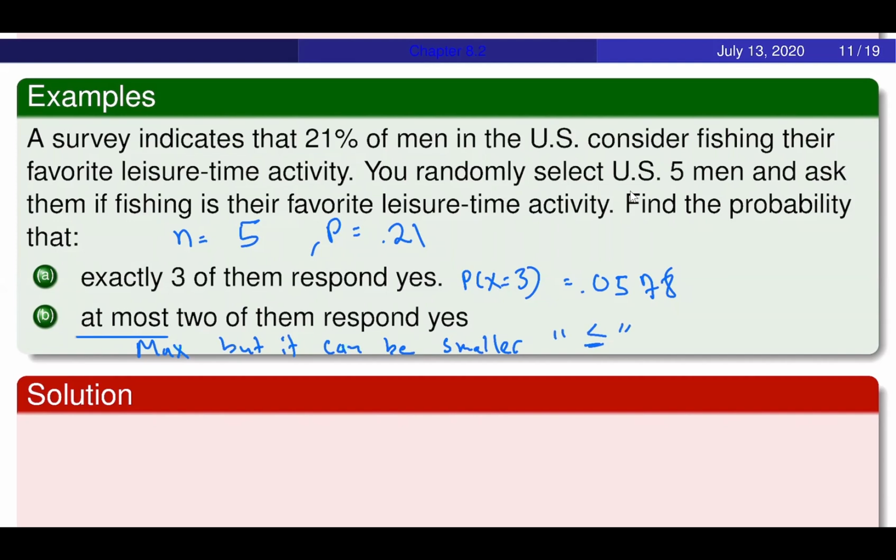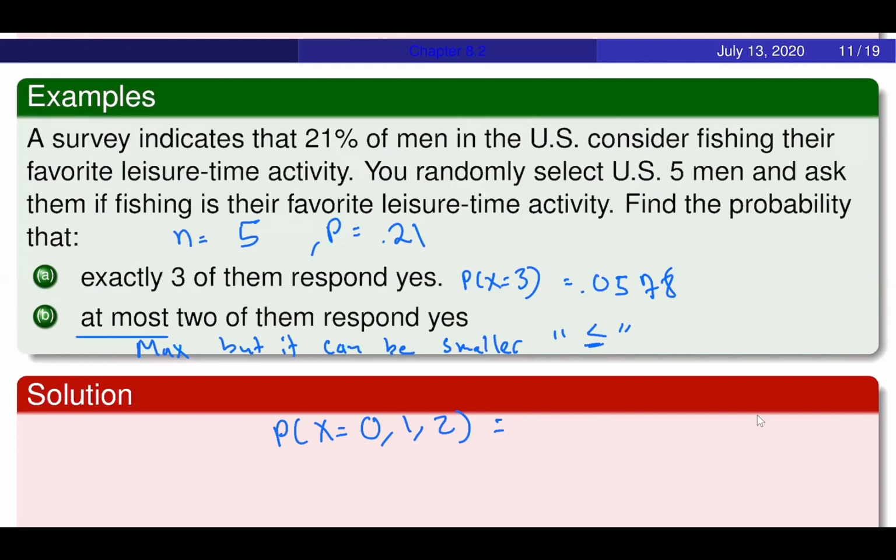So if you look at this one, it says at most 2 of them respond yes. That means we want to find the probability that x is equal to 0, 1, and 2. So we want to find the probability that x is either equal to 0, 1, or 2. Any questions so far on how I found those x values?